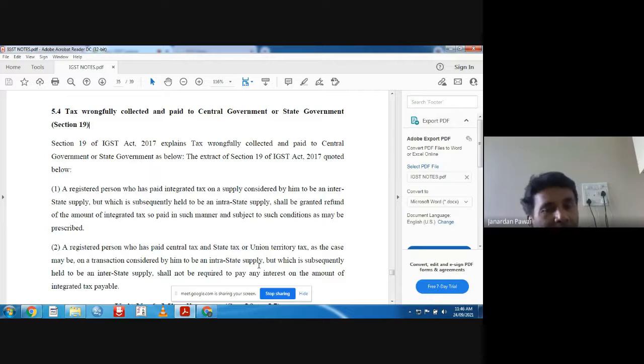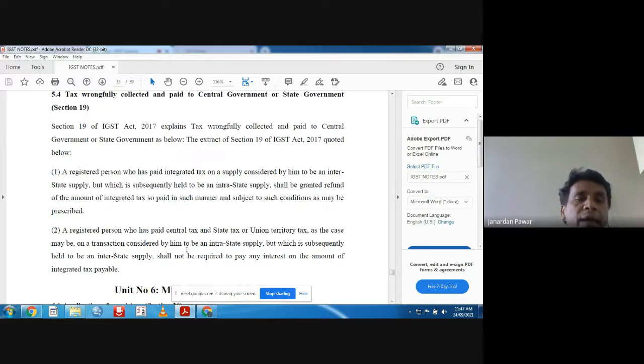and for that there is one prescribed procedure to get it. So provision number one talks about when a supply is considered interstate instead of intrastate; then that person has the opportunity to get it back in the form of refund. But while getting that refund, there is a certain procedure and certain conditions prescribed by the GST authority. So this is the first provision.